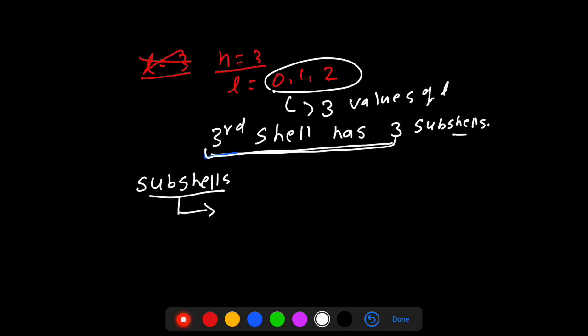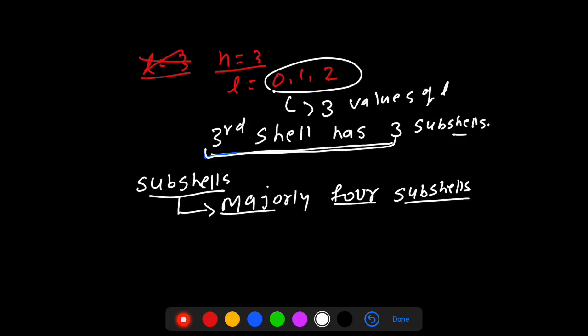Now, one more thing we need to remember: if we talk about the subshells, there are majorly 4 subshells. There can be more also, but whatever elements we have till now, their needs can be sufficed by just these 4 subshells. In later classes, you will understand how. What are those subshells?